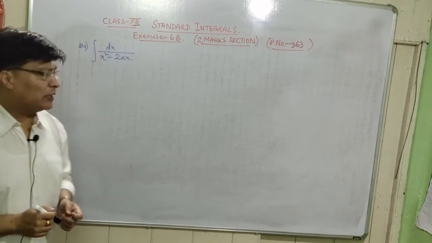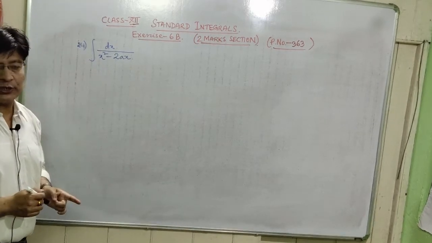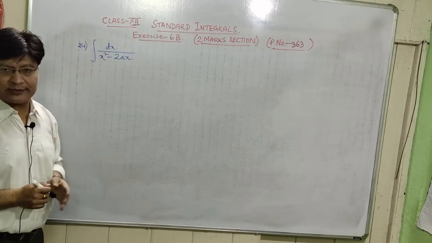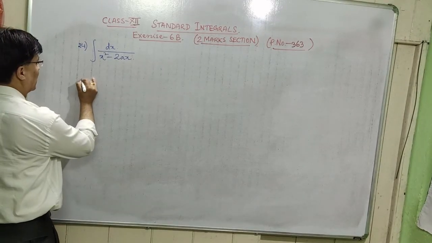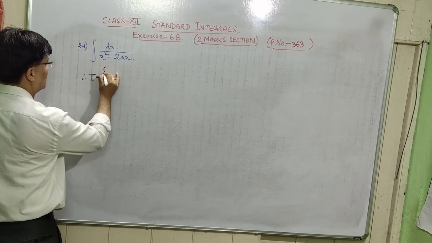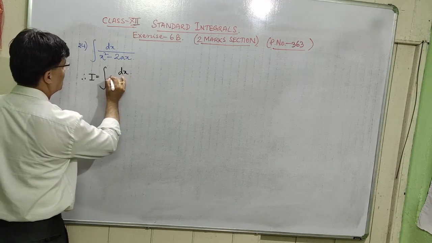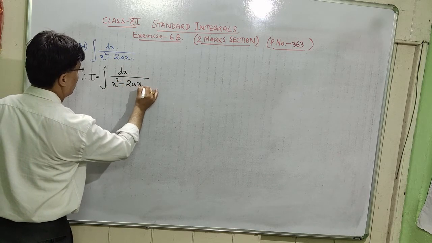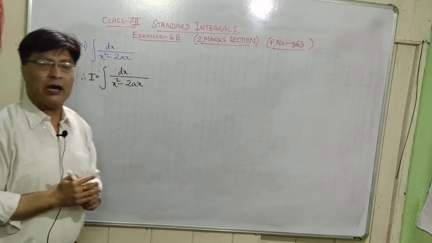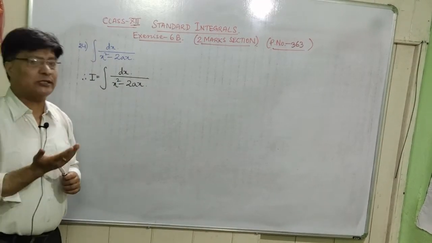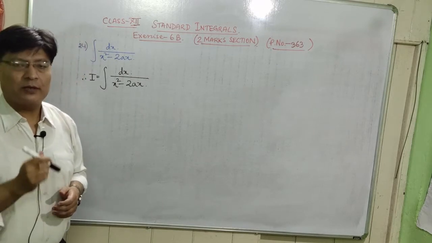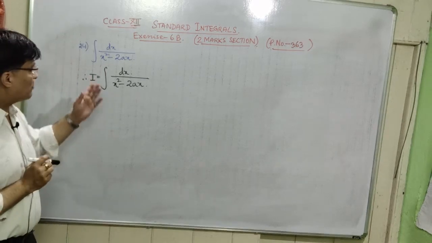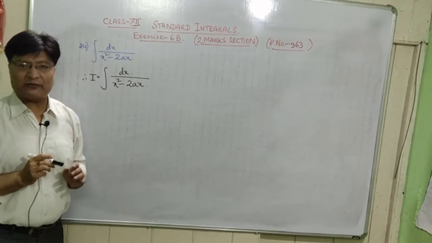The question is you have to evaluate this integration of dx divided by x square minus 2ax. Okay, so let us first write I is equal to integration of dx divided by x square minus 2ax. Now you have to convert this integration into standard form. Now you know standard form number 1, 2, 3, 4, 5 and 6. So you have to convert this integration into that standard form.